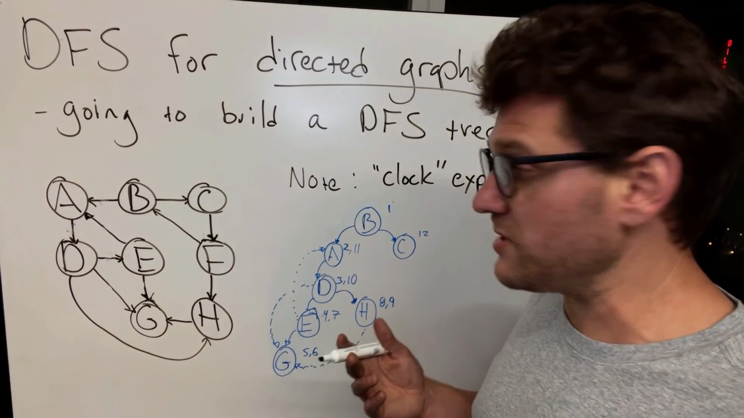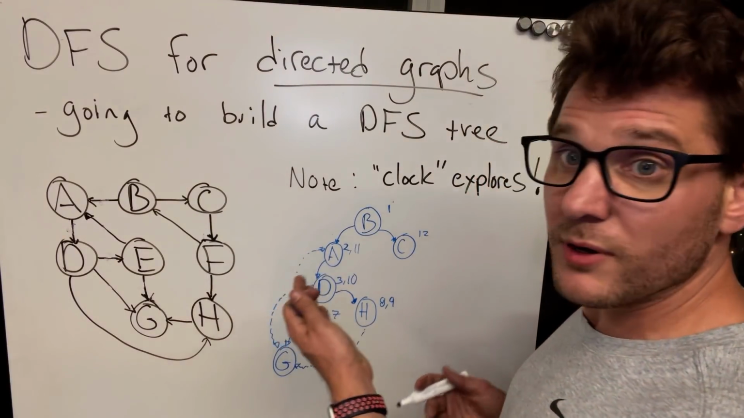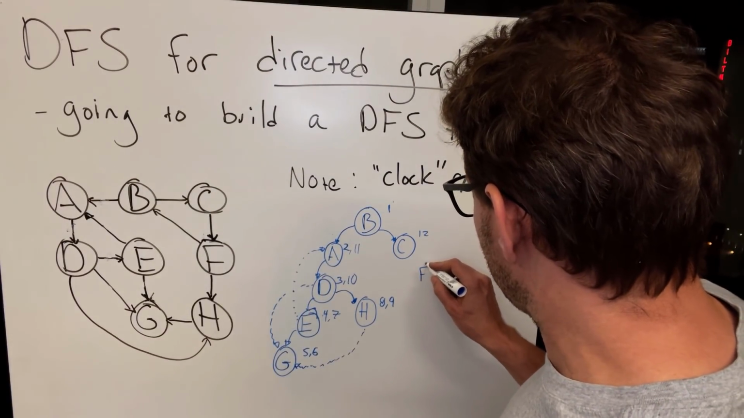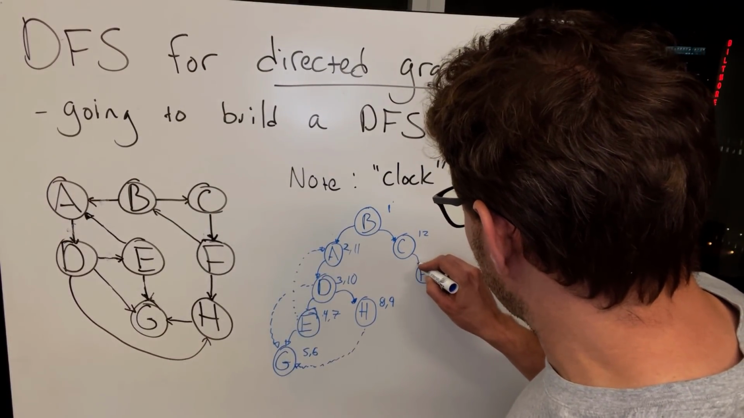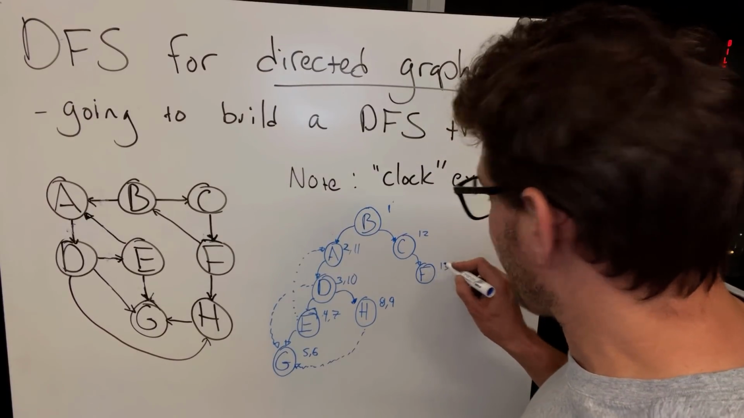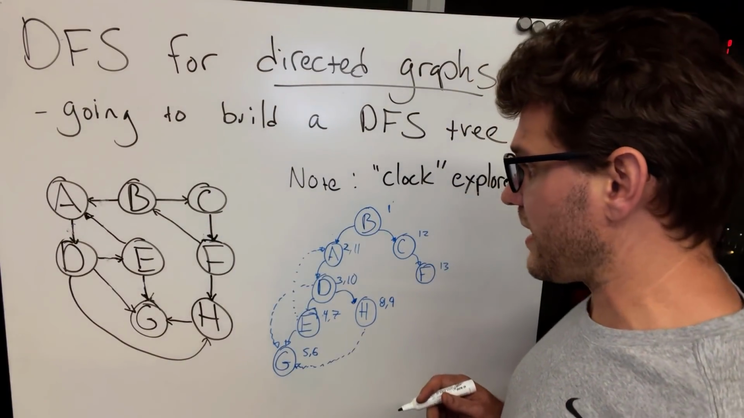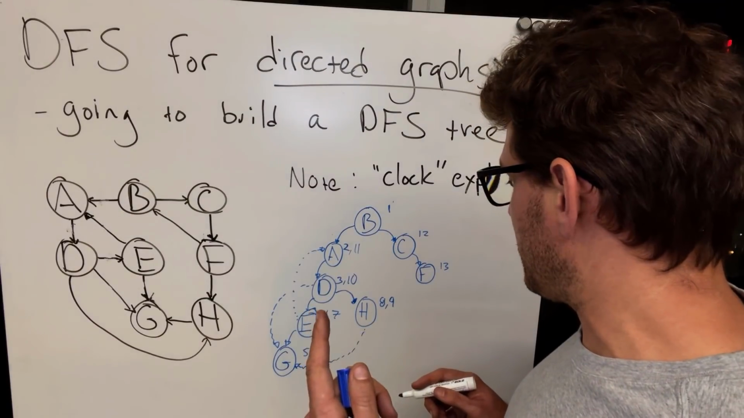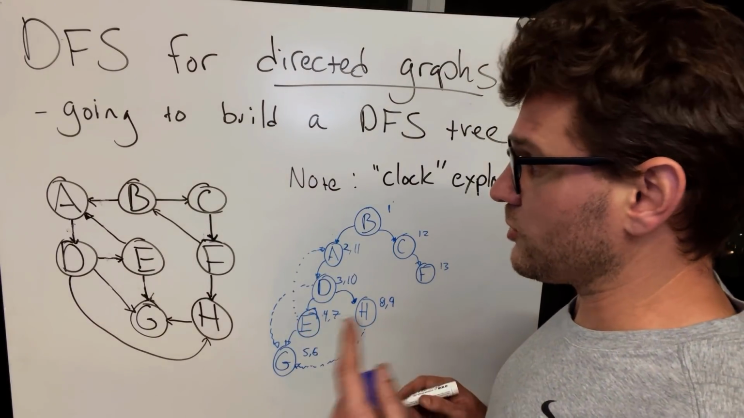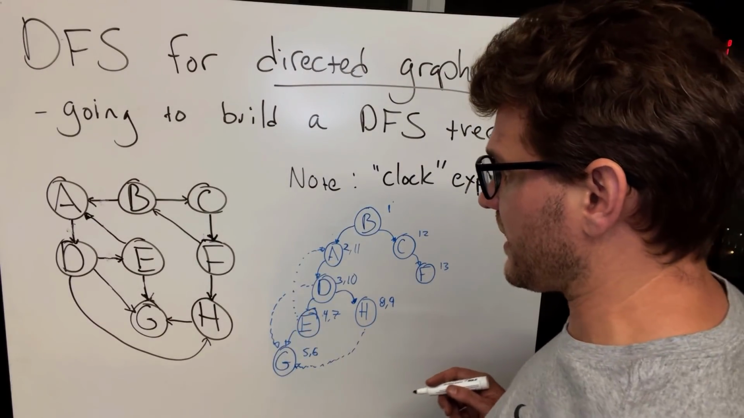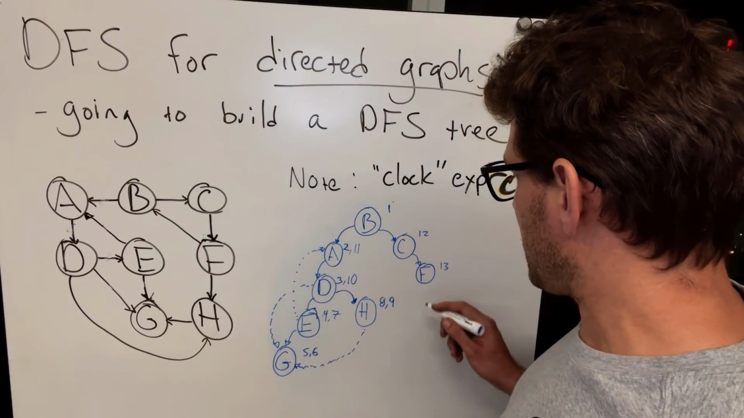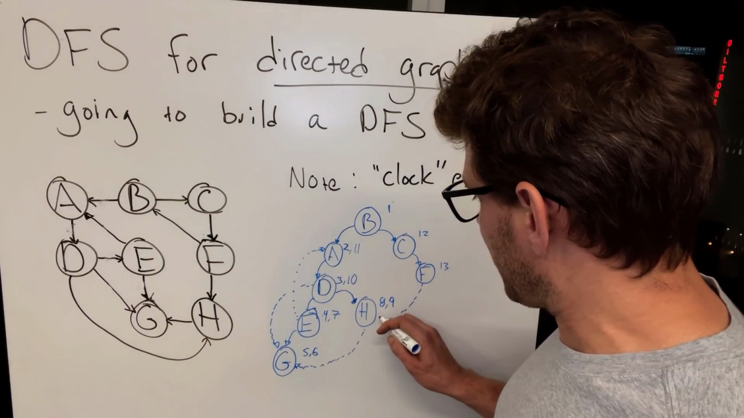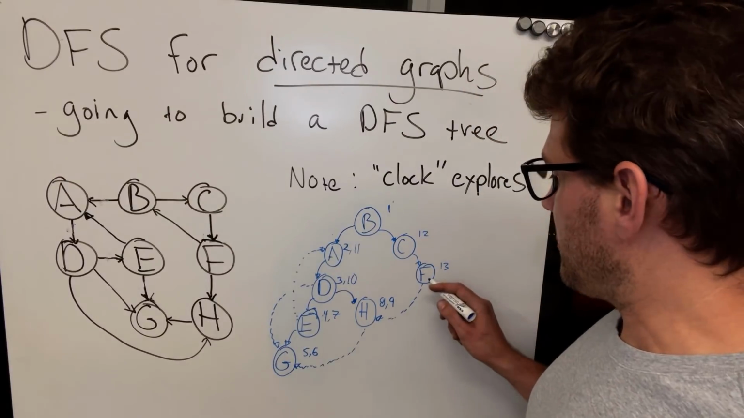Now let's iterate through C's neighbors. C has one neighbor, and that's F. So I record the node F. I draw an edge from C to F, and I write 13 down because 13 is when I started exploring F. F has two neighbors. But first, let's look at H. H has already been recorded, has already been visited. So I'm going to just draw a little dotted line to H.